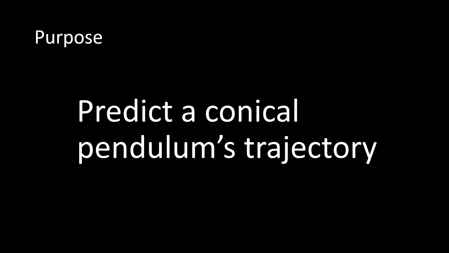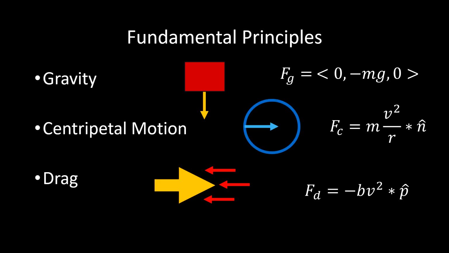This is my lab 5, and we are looking at conical pendulums. For our introduction, our purpose is to predict the motion of a conical pendulum. In order to do that, first we have gravity. Gravity is just going to pull things down.